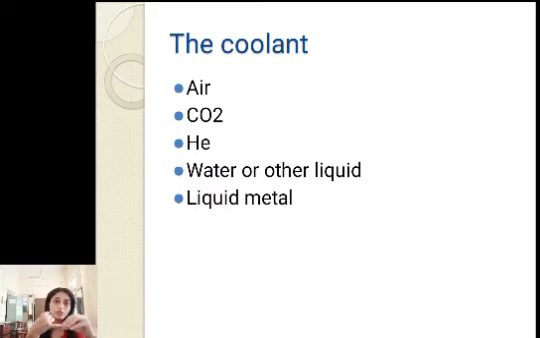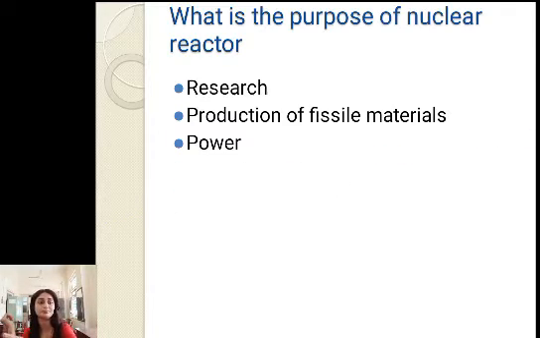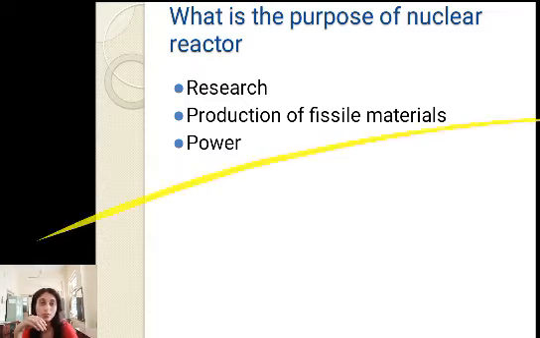We also need a coolant because a large amount of heat will be evolved. The coolants generally used are air, carbon dioxide, helium, water or another liquid, and liquid metal. What is the purpose of a nuclear reactor? A nuclear reactor is used in research, for the production of fissile material, and also for generation of power.